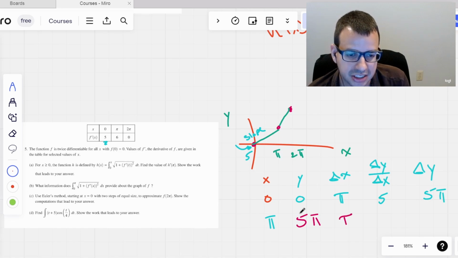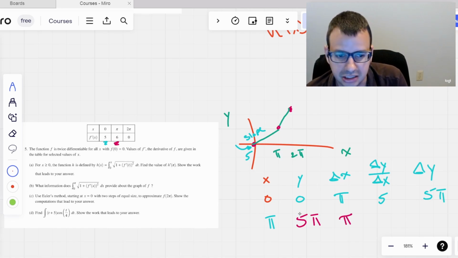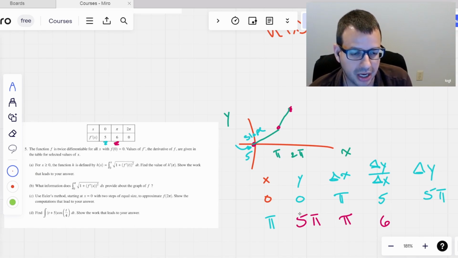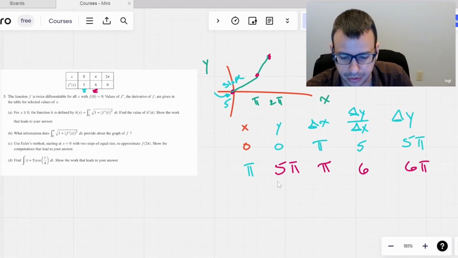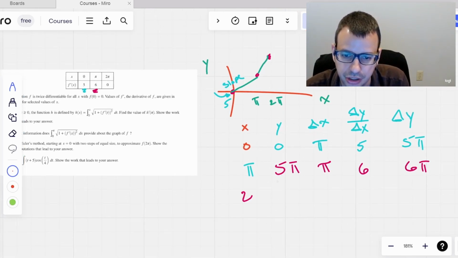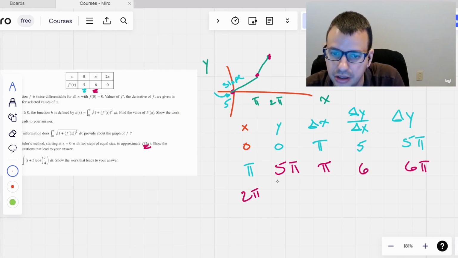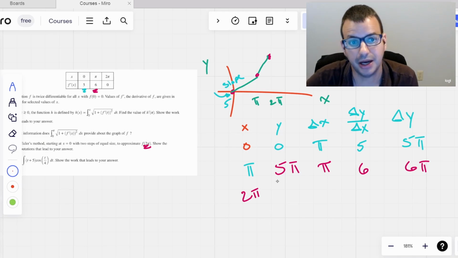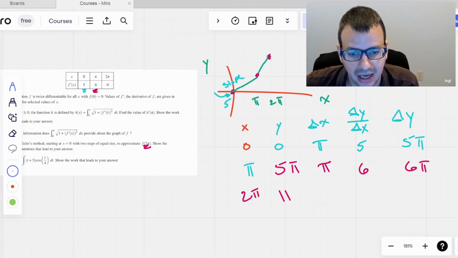Our change in x is again going to be pi. dy/dx at x equals pi is 6. So delta y is going to be delta x times delta y over delta x, which is pi times 6, which is 6 pi. Therefore, our final x position will be 2 pi, which is where we want to be. Our final y is going to be our y plus our change in y, which is 5 pi plus 6 pi, which is 11 pi.